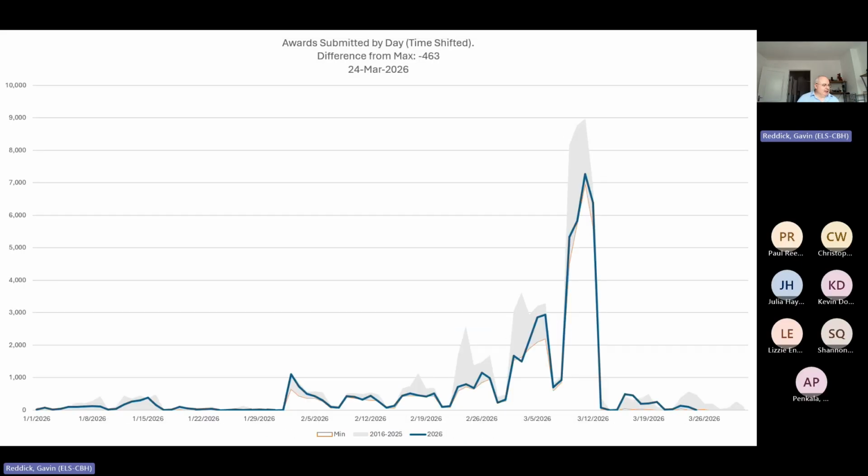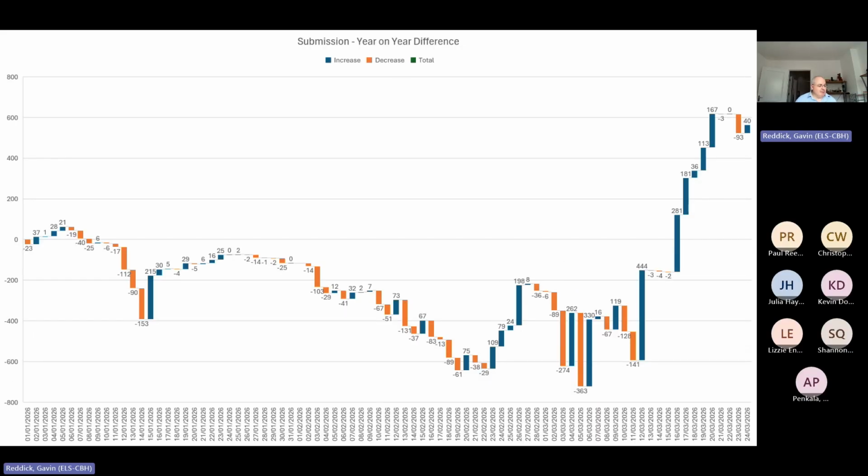If we look at just this year, you can see there have been times when we've been at the minimum of 2016 to 25, and other times when we've been more substantially up overall. If we look at this year compared to last year, you can see on the Nordic side that change in behavior that I mentioned meant that at the end of that submission period, relative to last year, we were about 100 awards fewer overall.